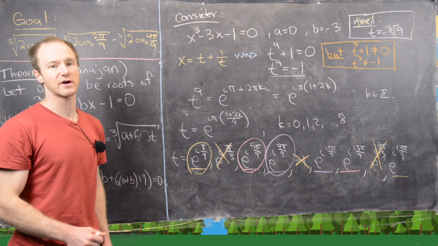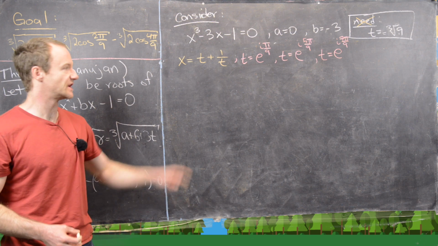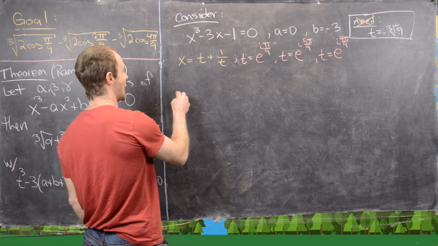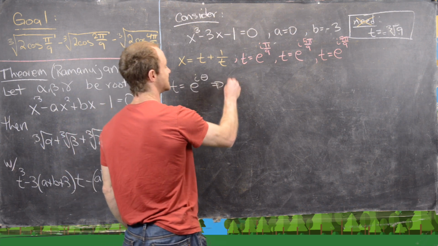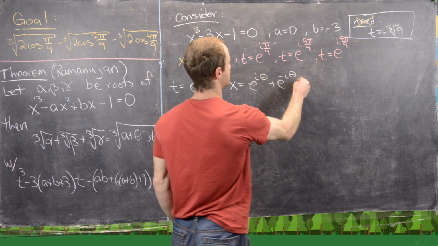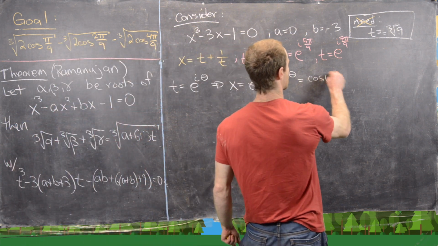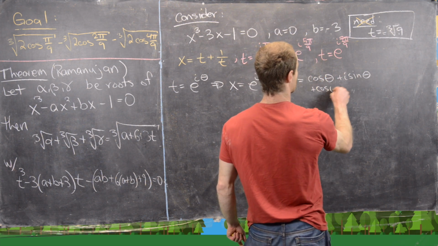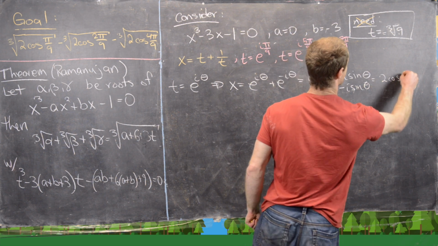Okay, let's bring this up and then we're almost done. We've got our 3 important solutions for our t equation, and before we turn those into x numbers, I want to notice that if t equals e to the i theta, then x equals e to the i theta plus e to the minus i theta. That simplifies nicely using Euler's formula. Notice that this is cosine theta plus i sine theta, plus cosine theta minus i sine theta, which gives us 2 cosine theta.